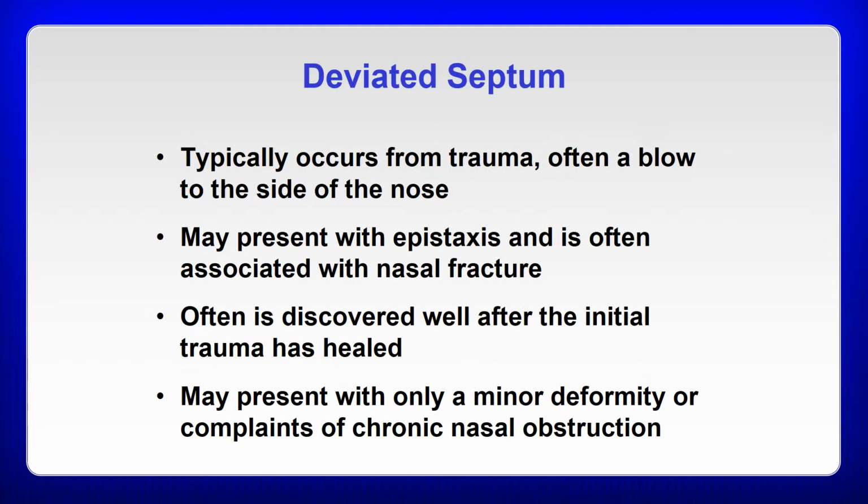So, deviated septum, which typically occurs from a trauma. People can be born with deviated septums as well. Anatomically, the nasal septum is what divides us into our right and left nostril. A deviated septum is when you have a deformity where the septum is not quite centered, and it can actually cause chronic nasal obstruction.